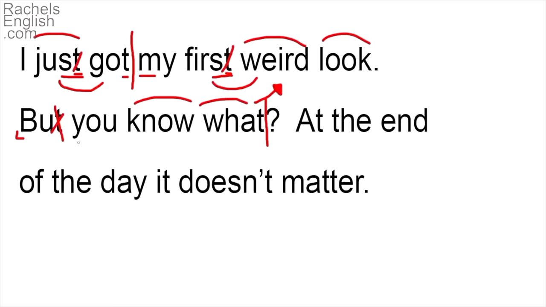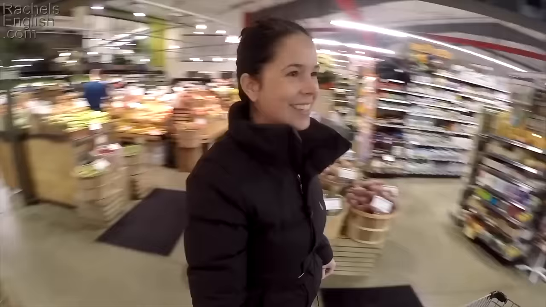These two words, linked together, said very quickly, become just the B sound and the schwa, b, b. Then the Y sound and the schwa, a common reduction of the word you, bia, bia. But you know what?